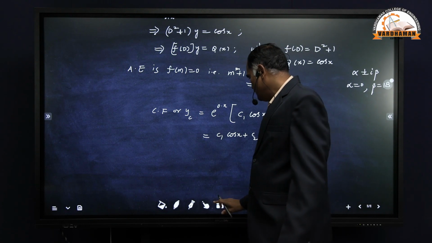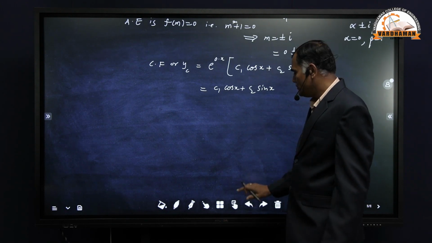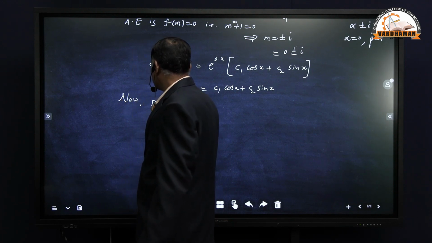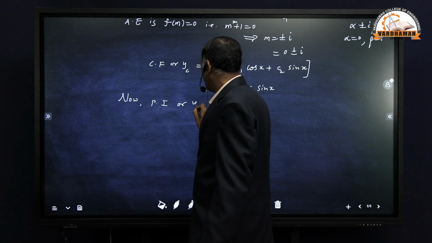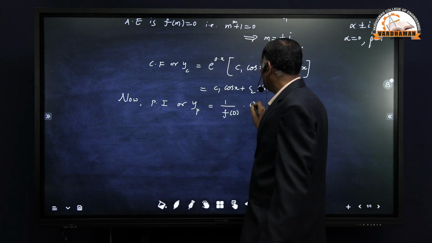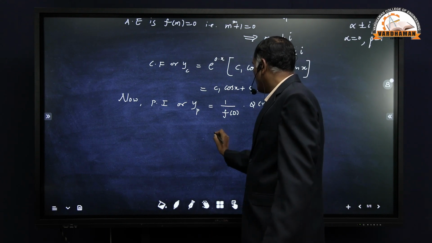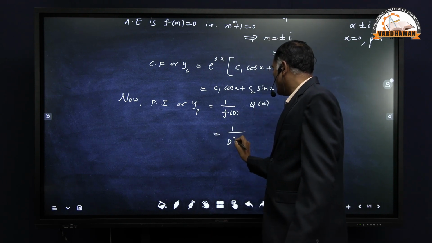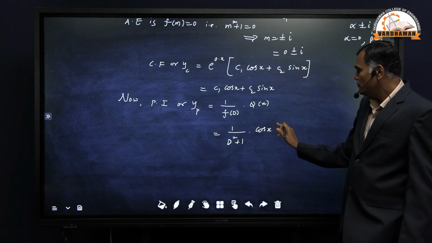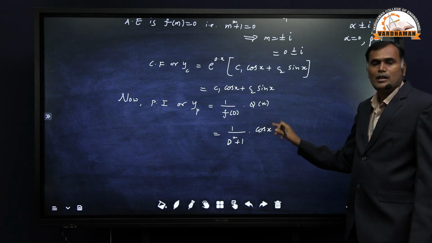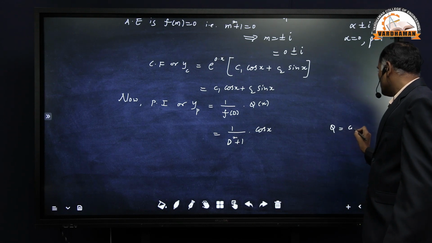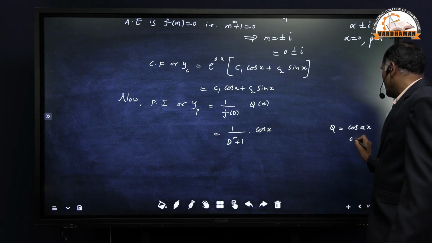Now let us find a particular integral. The particular integral is given by PI or y_p equals 1 by f(D) into Q. In this problem, f(D) is nothing but D² plus 1, Q is nothing but cos x. Now this PI can be found by method 2 because Q is of the form cos ax. Here a equals 1.